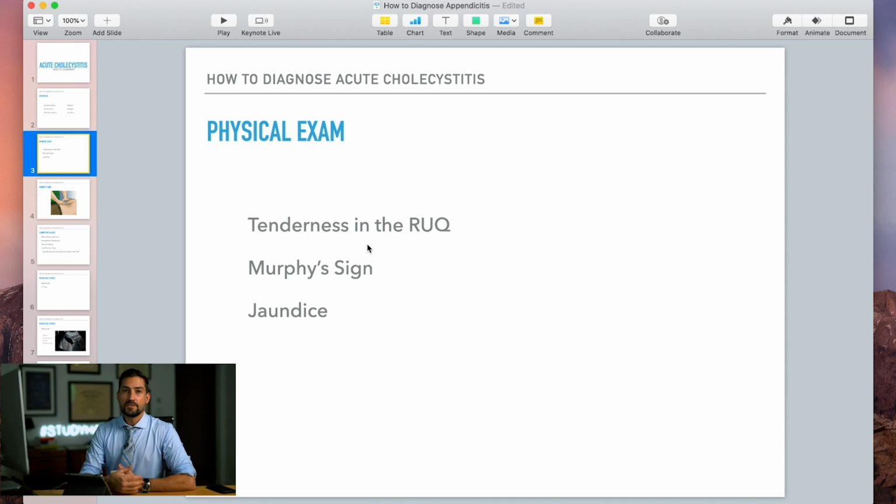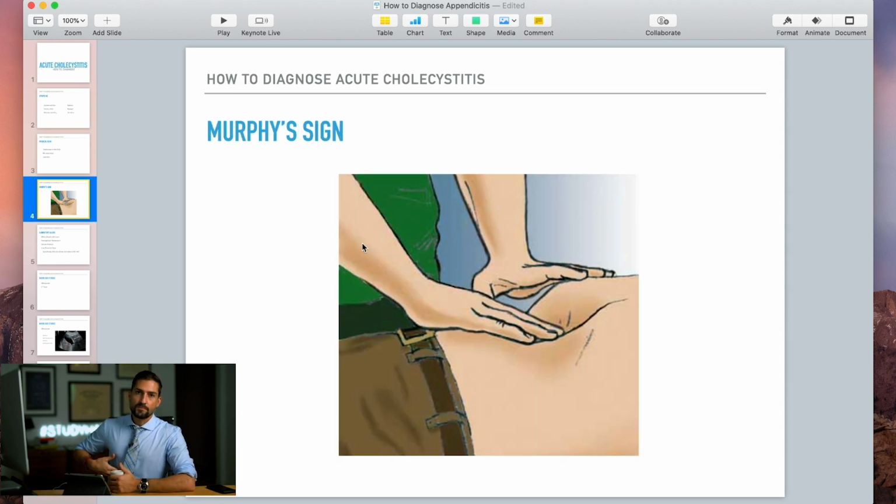They have a Murphy sign. Not everybody has a Murphy sign, but it's a pretty good indicator. And Murphy sign is pretty easy. Essentially, you just push in the right upper quadrant, kind of underneath the ribs, and you have them take a deep breath. What that does is, when you're standing up, the organs are hanging down a little bit.